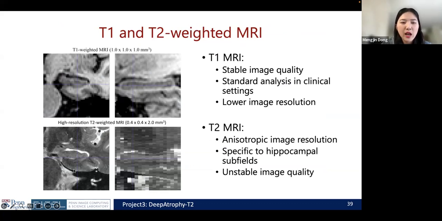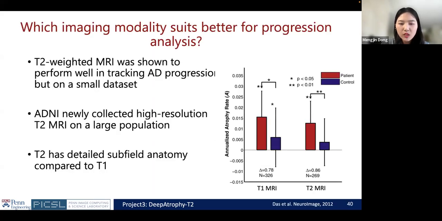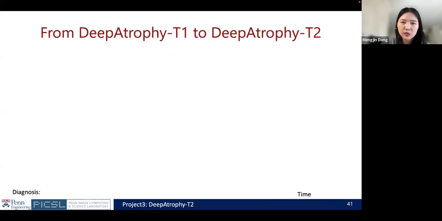T2 weighted MRI has really high resolution on the coronal plane, but low resolution on the other two planes, and it's specific for hippocampus subfield analysis. And sometimes the scans fail more frequently compared to T1 weighted images, so it has unstable image quality. By visualizing this, we really can't tell which image modality will be more suitable for our analysis. In the past, we found that T2 weighted MRI was shown to perform well in tracking AD progression, but the analysis was conducted only on a small data set. As ADNI now collects high-resolution T2 weighted MRI images, we want to conduct this comparison for T1 and T2 weighted.